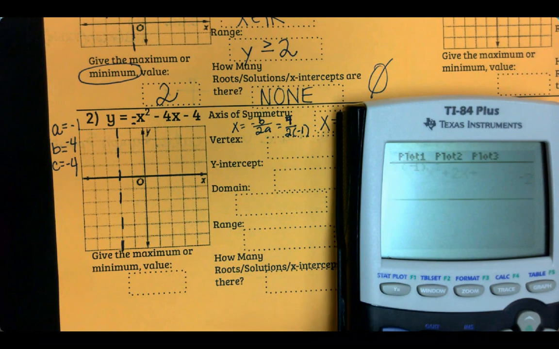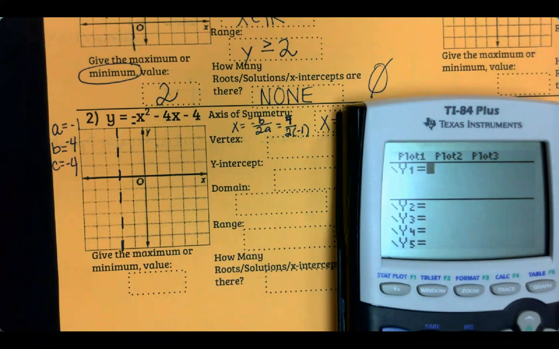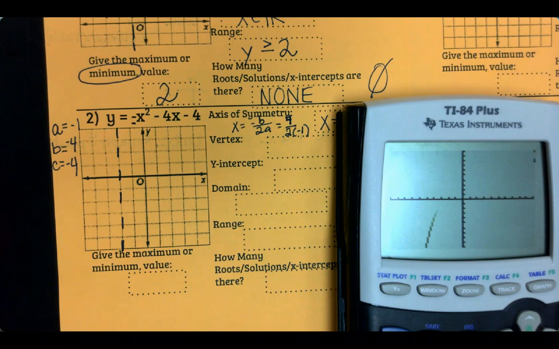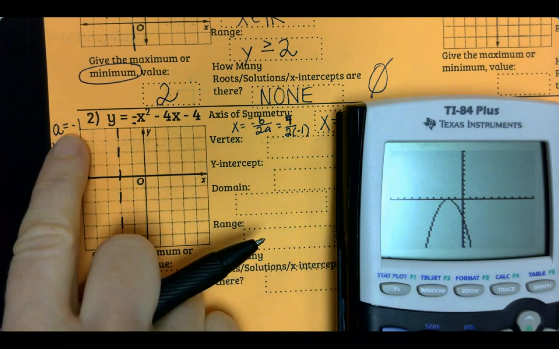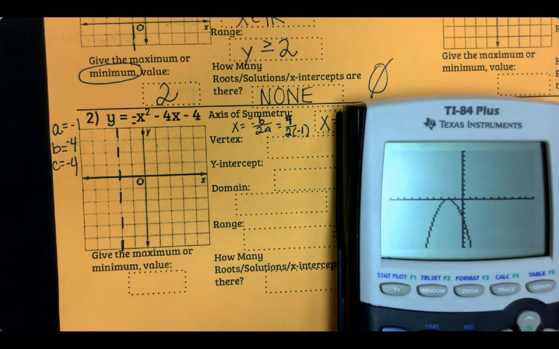Now go to y equals and graph it. I want to get an idea of what it looks like. So I'm going to click graph to see it. So it's upside down. And the reason it's upside down is because of the a value. A is negative. If it's positive, it's a U. Negative a means it's upside down.